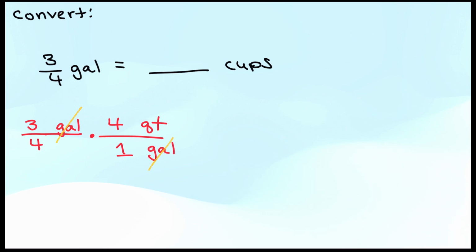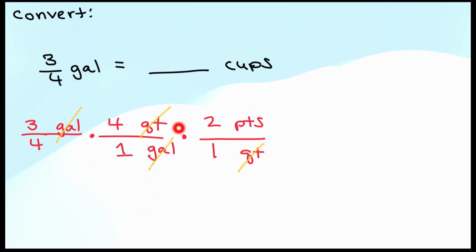Then, if I take a look at my list, I know that 2 pints is 1 quart. So I'm going to write down a second conversion factor. And you can keep multiplying by conversion factors until you get the units you want. So 1 quart is 2 pints. The quart has to be on the bottom. Now the quarts have canceled out, and I'm left with pints.